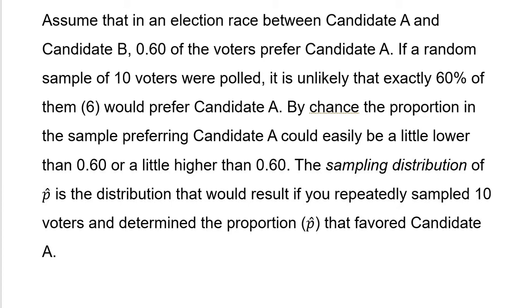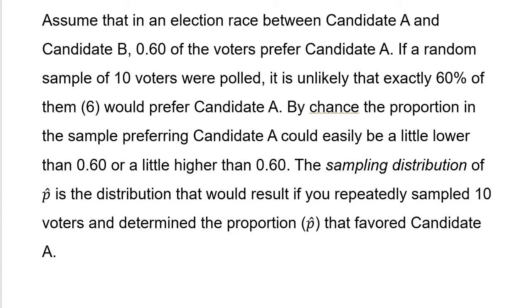Assume that in an election race between candidate A and candidate B, 60% of the voters prefer candidate A. If a random sample of 10 voters are polled, it is very unlikely that exactly 60% of them, which is 6 out of the 10 voters, prefer candidate A. By chance, the proportion in the sample preferring candidate A could easily be a little bit lower than 60% or a little bit higher than 60%.